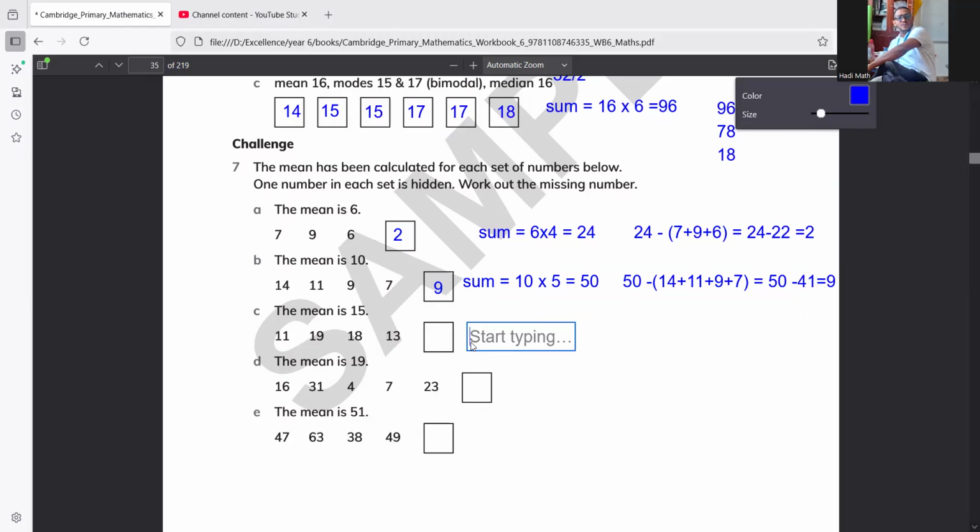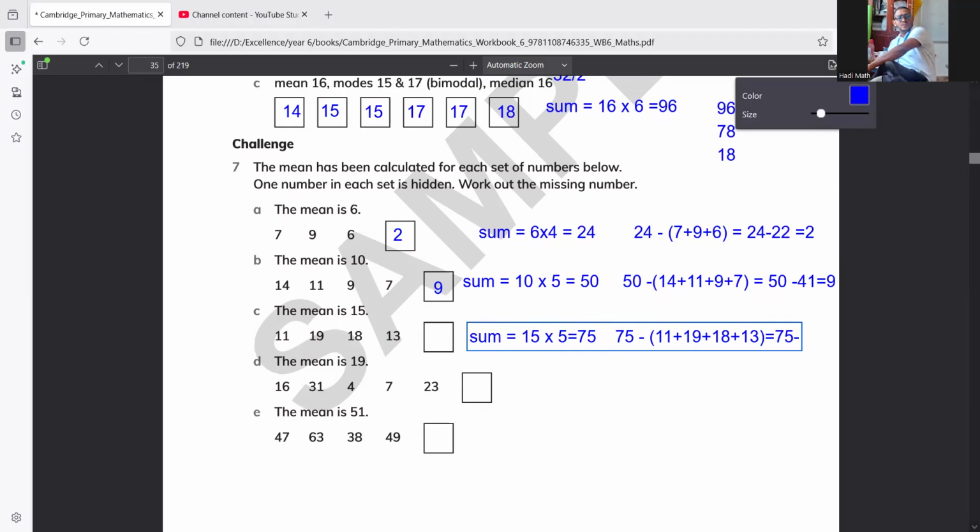Go here again, find the sum. Sum is equal to the mean, which is 15, multiplied by the number of numbers. How many are there? 1, 2, 3, 4, 5. There are 5. So 15 times 5 is equal to 75. After you find the sum, you want to find the missing number, so subtract all the given numbers. Add them together: 11 plus 19 plus 18 plus 13. That's equal to 75 minus, go and add these numbers.